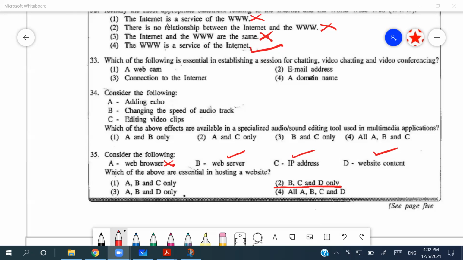A website, we make it available to the public.